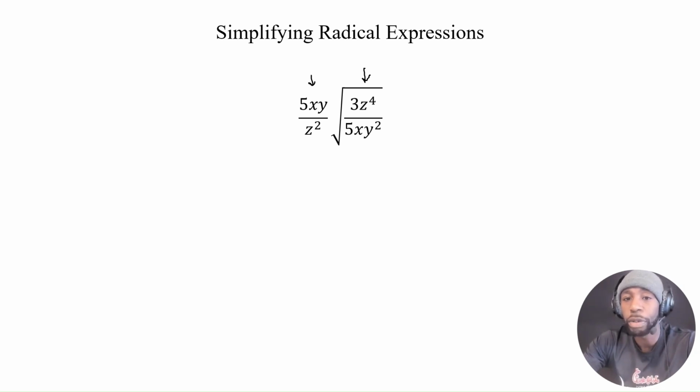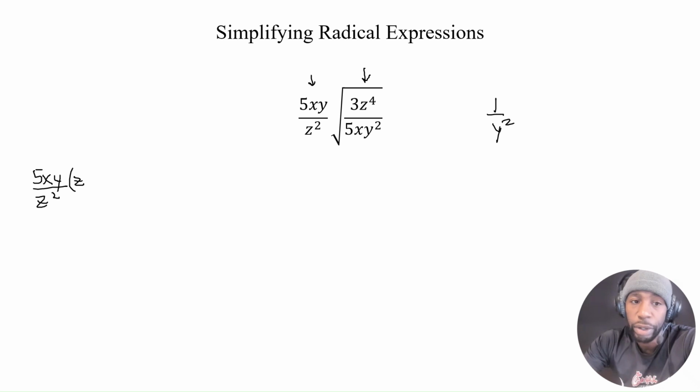And then y squared, keep in mind that's a 1 over y squared underneath. So that can come out as a 1 over y. So let's do that in the next step. I'm going to do my work here on the left side. So 5xy over z squared. Now, that z to the fourth power comes out as a z squared, and then that leaves 3 over 5xy squared underneath. Okay?